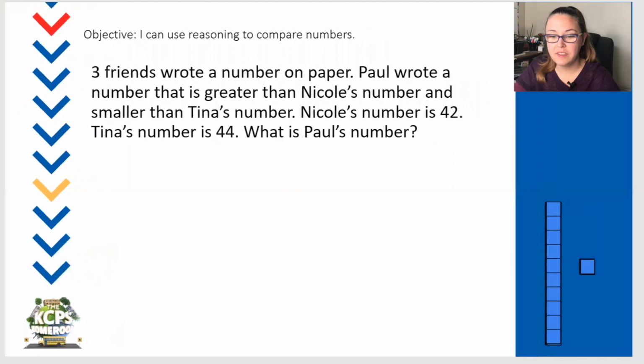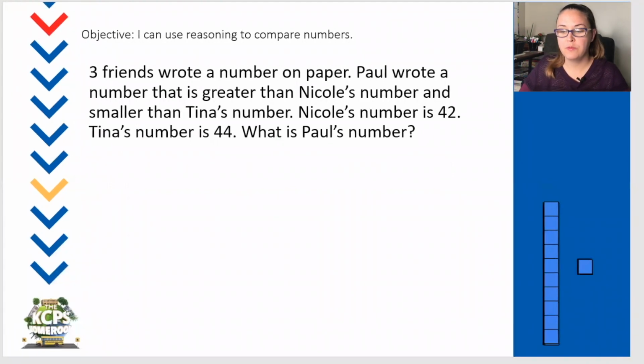All right, here's our first problem. Remember, when we see a word problem, we should read it from start to finish before we try to do any math with it. So let's read this problem from start to finish. 3 friends wrote a number on paper. Paul wrote a number that is greater than Nicole's number and smaller than Tina's number. Nicole's number is 42. Tina's number is 44. What is Paul's number?